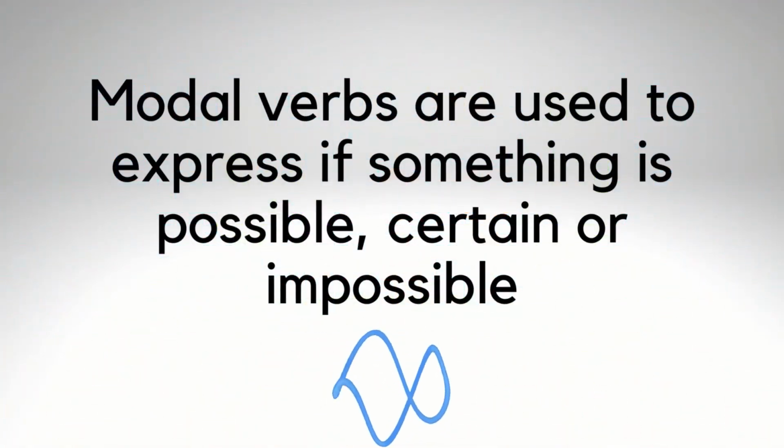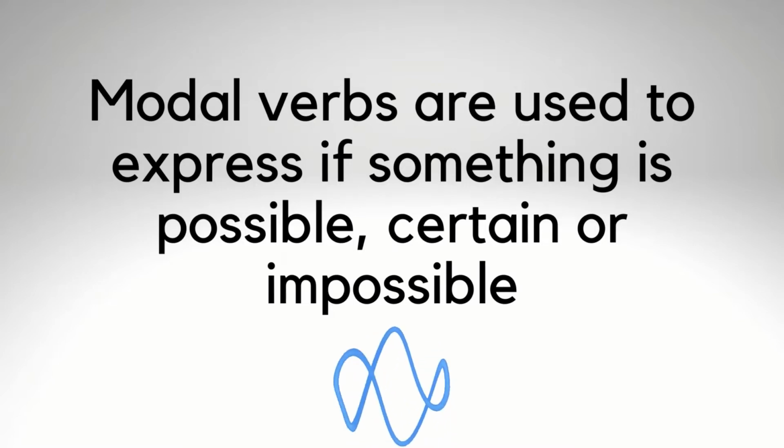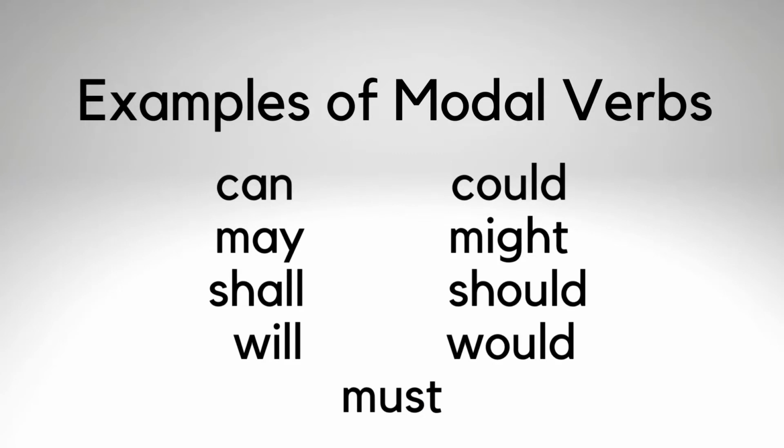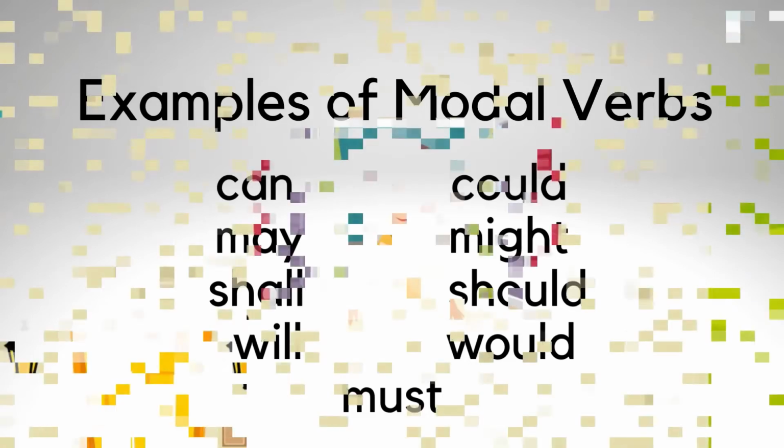Modal verbs are used to express if something is possible, certain, or impossible. We also use them to talk about ability, ask permission, and make requests and offers. Examples of modal verbs include can, could, may, might, shall, should, will, would, and must.